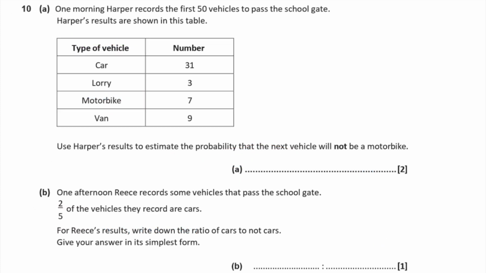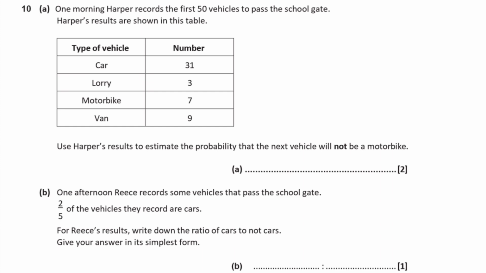One morning, Harper records the first 50 vehicles to pass the school gate. Harper's results are shown in the table. So it's got types of vehicles. He's recorded cars, lorries, motorbikes, and vans, and the number that went past. Okay, so use Harper's results to estimate the probability that the next vehicle will not be a motorbike.